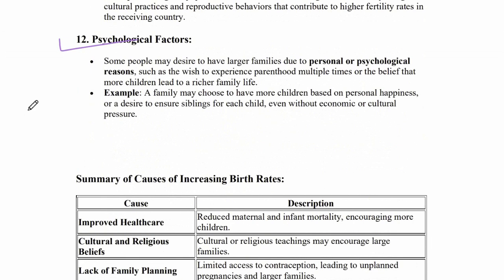Psychological factors. Some people may desire to have large families due to personal or psychological reasons, such as the wish to experience parenthood multiple times or the belief that more children lead to a richer family life. A family may choose to have more children based on personal happiness or a desire to ensure siblings for each child, even without economic or cultural pressure.